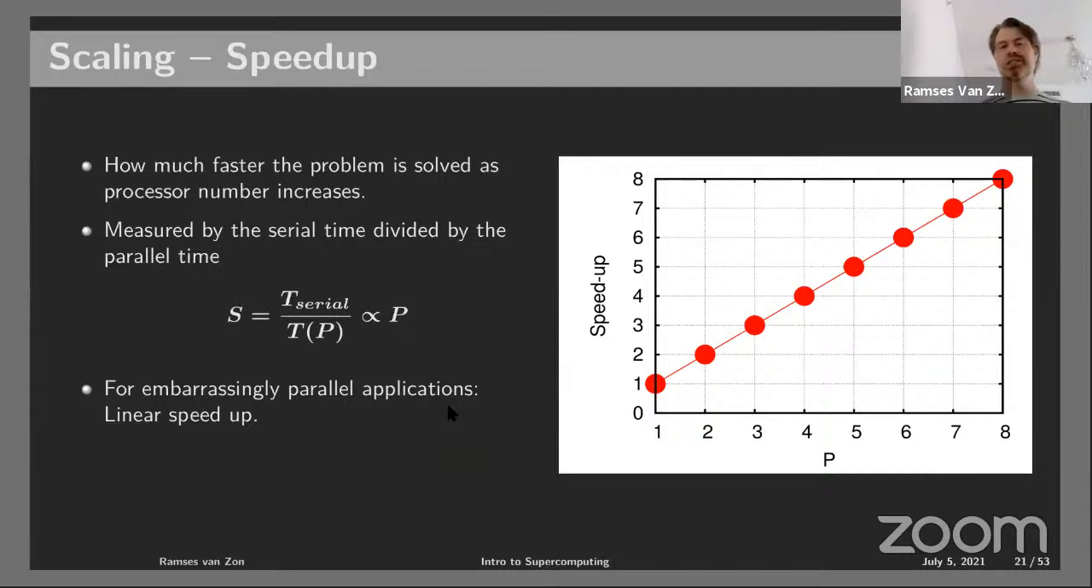Another way to say pretty much the same thing is to look at speedup. How much faster did your whole problem become by having more processors? One way to express that is to take the serial time and divide it by the time it takes with p processors. Again, in this ideal case, this is linear. So with 4 processors, it is 4 times faster. These are called embarrassingly parallel applications, because the only thing you have to figure out is how to run them on different cores, but you don't have to separate anything. It's already separate.